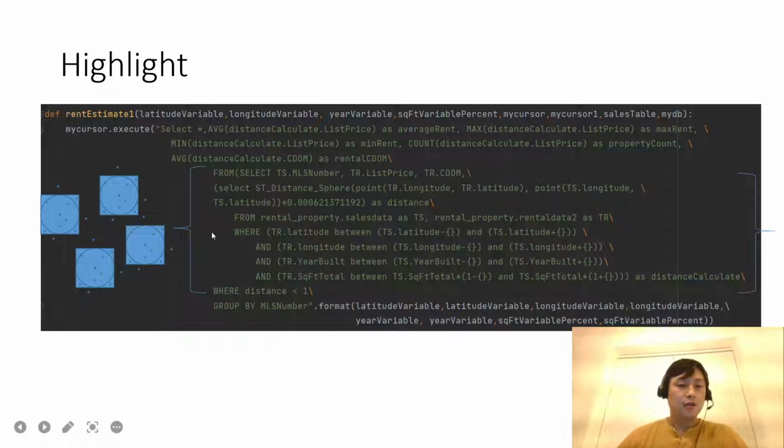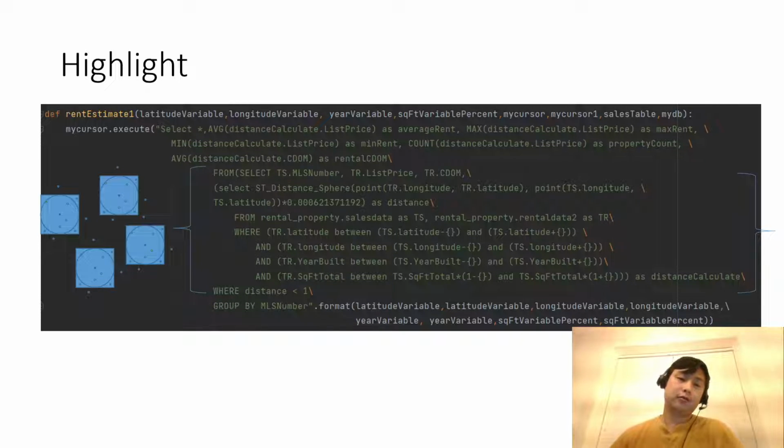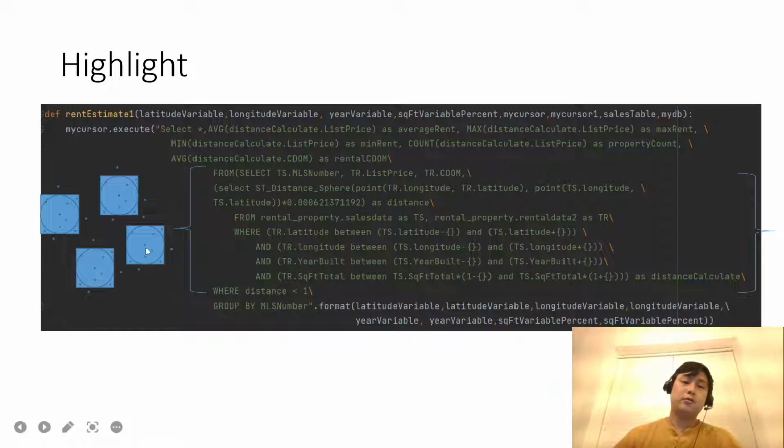And because there are thousands of properties on sale on the market right now, we're not only drawing a square for one property, we're drawing squares for thousands of them. For each one of the property, we're going to draw a square for them, and it does the same thing. Select all the properties in the square.